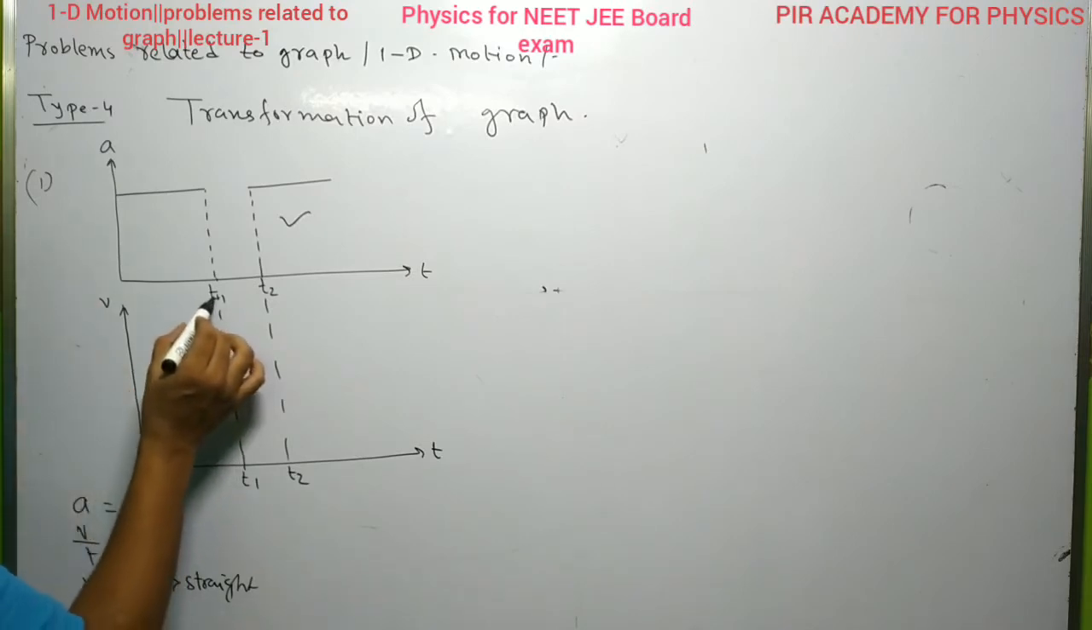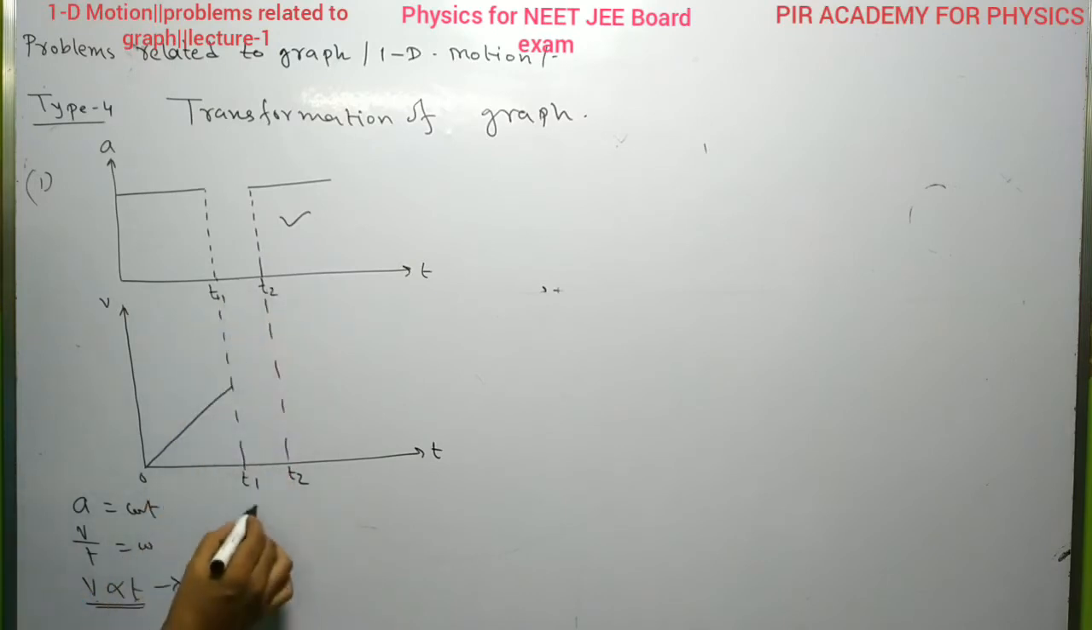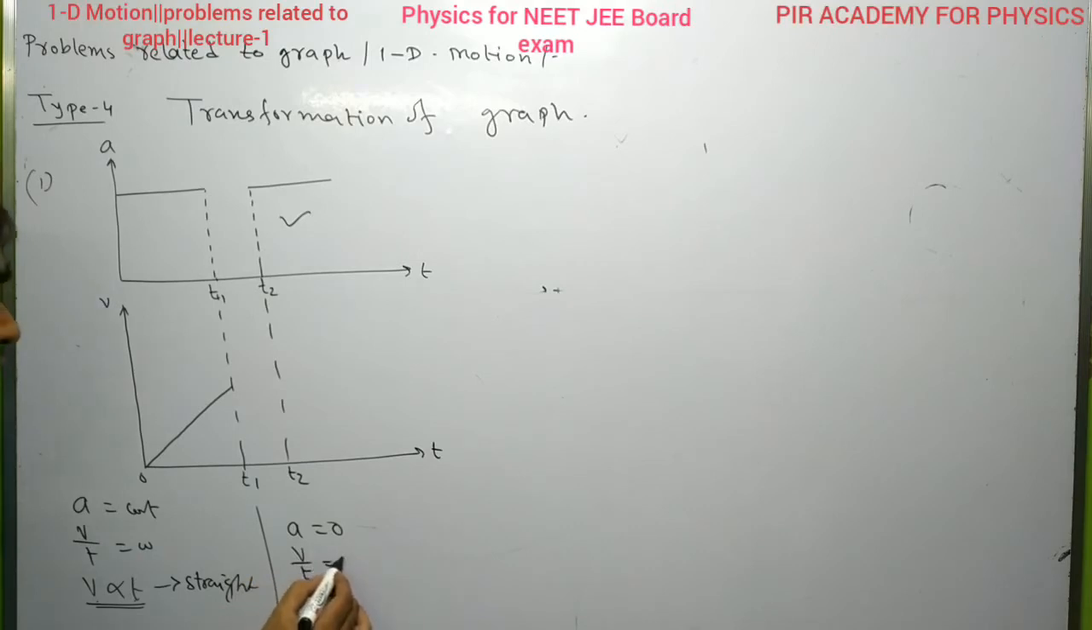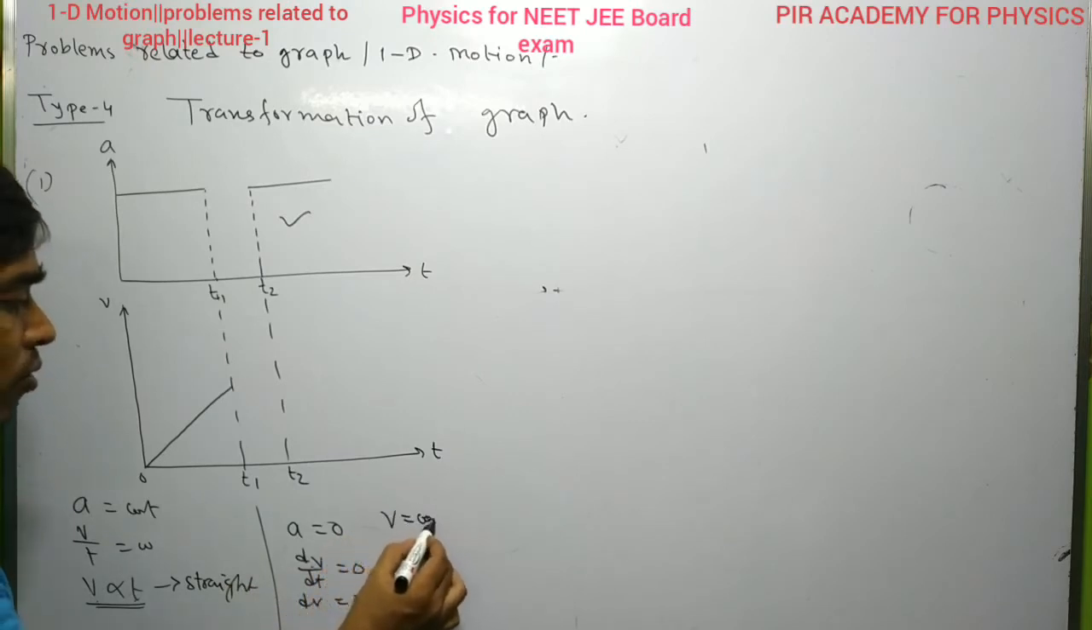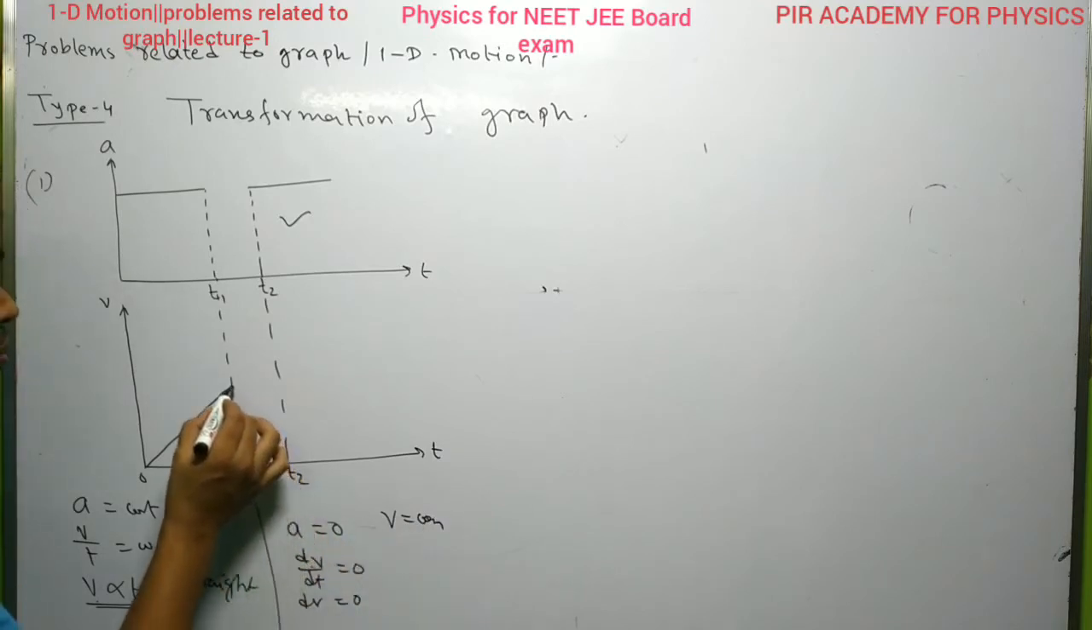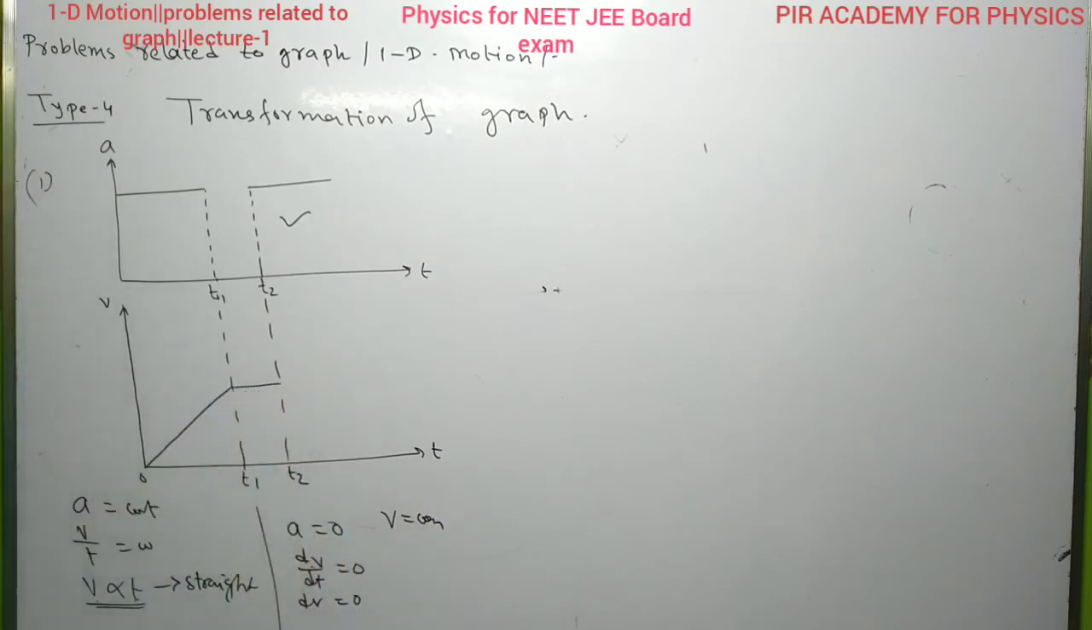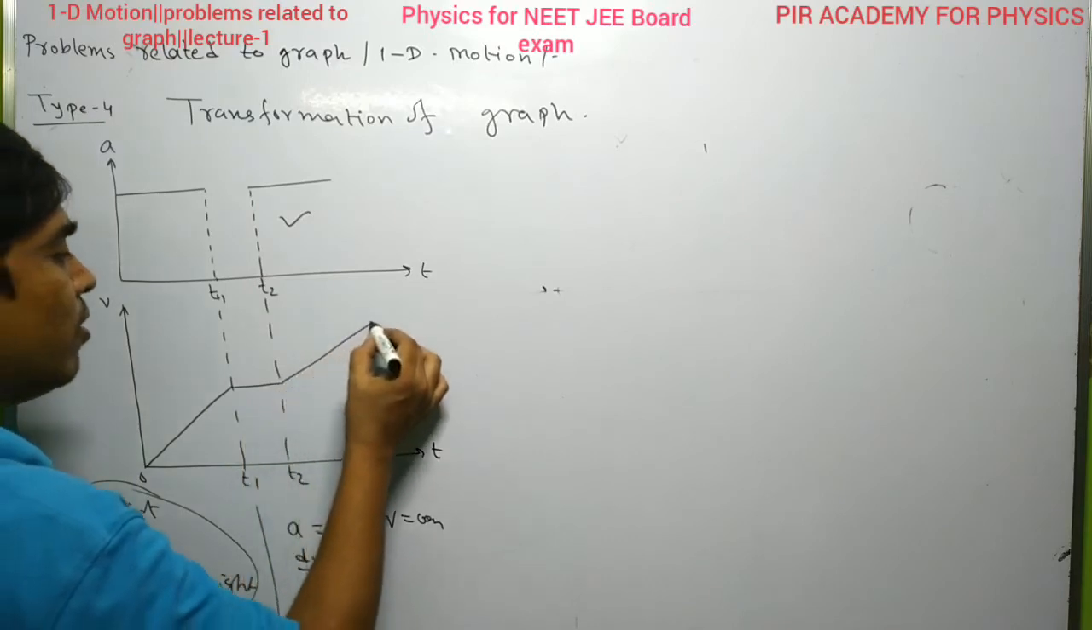Now from T1 to T2 the acceleration is 0. If acceleration is 0, dv by dt equals 0. That means dv equals 0. If I integrate, v equals a constant. So from T1 to T2 v will be constant. Now in this condition it looks like the same condition, so it will be along this direction.